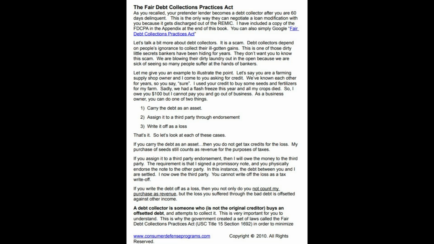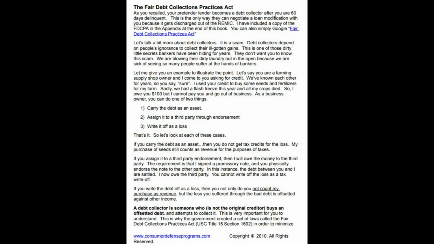But let me give you an example to illustrate the point. Let's say you are a farming supply shop owner, and I come to ask you for credit. We've known each other for years. You say, sure, I used your credit to buy some seeds and fertilizers for my farm. Sadly, we had a flash freeze this year and all my crops died. So I owe you $100, but I cannot pay you and go out of business.